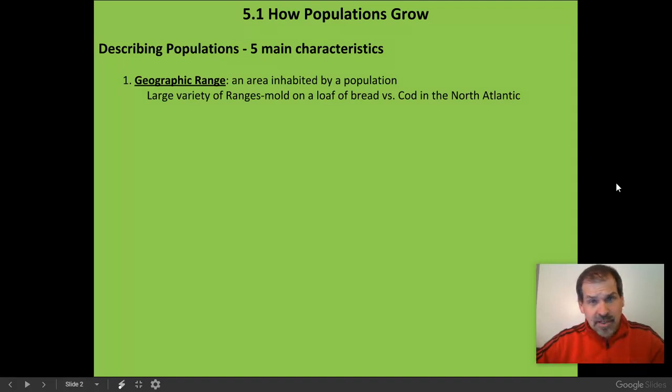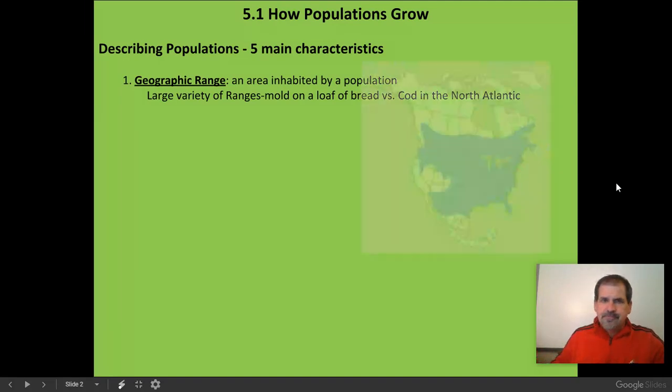Now these ranges can be huge, and they can also be very tiny. So I have a couple of examples. The mold on a loaf of bread, that's a population of mold, and their range is however much space they're occupying on that piece of bread, versus, say, cod in the North Atlantic Ocean, which would cover thousands and thousands of square miles.